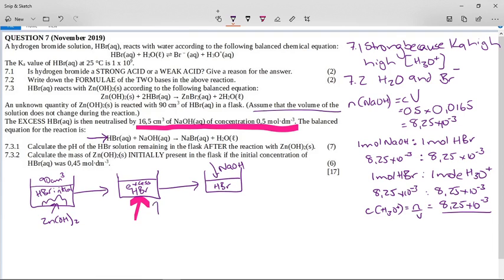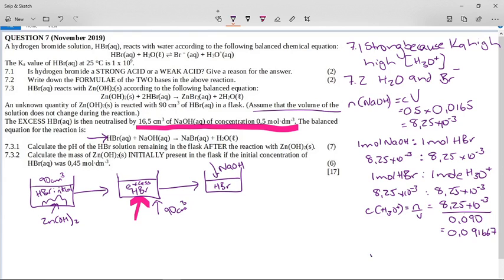So that means over here, this is still 90 cubic centimeters. So if we want concentration, we have to turn it into cubic decimeters. So there it is in cubic decimeters. And then we end up with a concentration of 0,0916667 if you put that into your calculator.